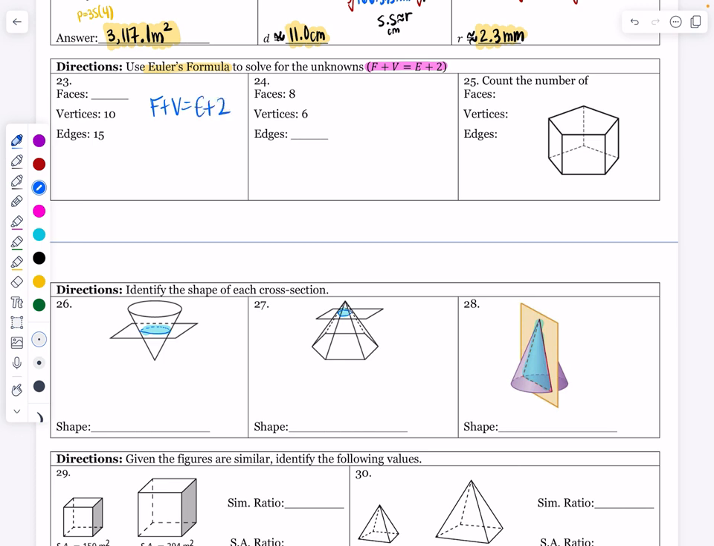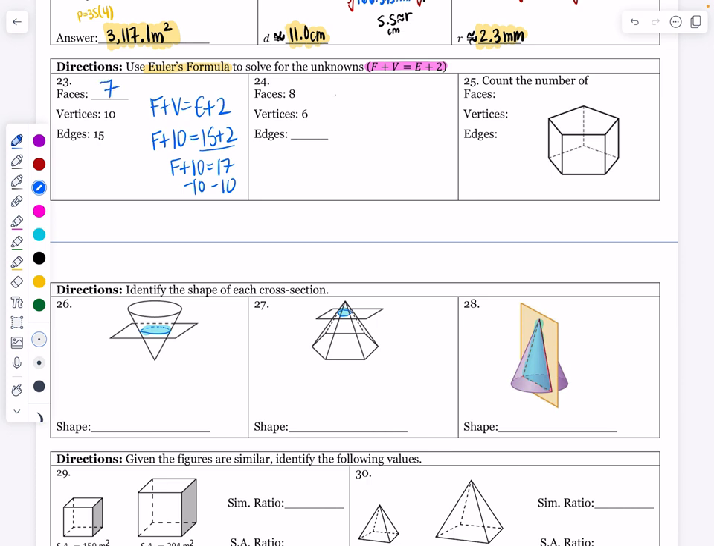So we're looking for our number of faces on this 23. So we're going to leave that as F. V we're going to fill in as 10. E is going to be 15, and that's going to be plus 2. What is 15 plus 2 on that side? I can simplify that to 17, and then I'm going to subtract 10 from both sides. And when I do that, 17 minus 10 is going to give me 7 faces.